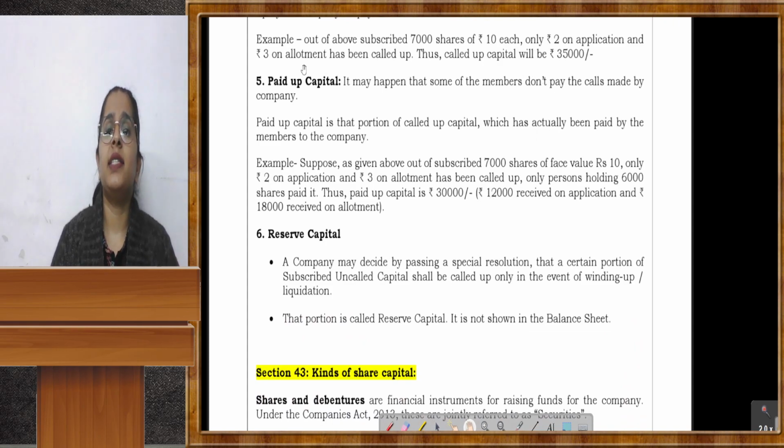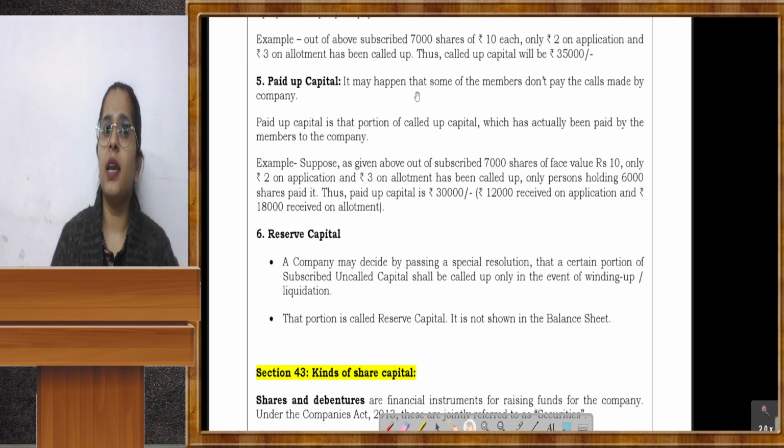Now, let's say the company has called up 5 rupees, but there is a person who only paid 2 rupees on application and did not pay the allotment amount. So there is another bifurcation known as paid up capital. It means out of the called up amount, what the public has actually paid.